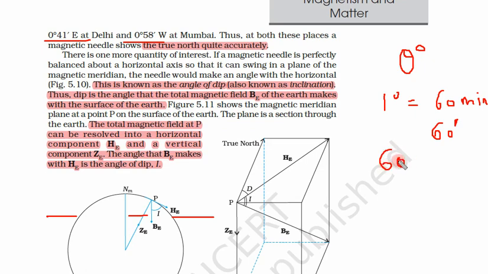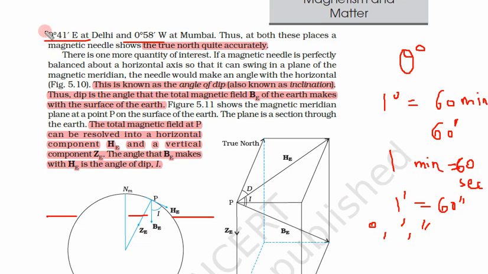Now 1 minute is equal to 60 seconds, and the symbol for seconds is a double comma. So these are the symbols: degree, minute, seconds. So definitely it is not 1 degree, it is less than 1 degree. This is 0 degree 41 minutes, 0 degree 58 minutes, that means definitely less than 1 degree.